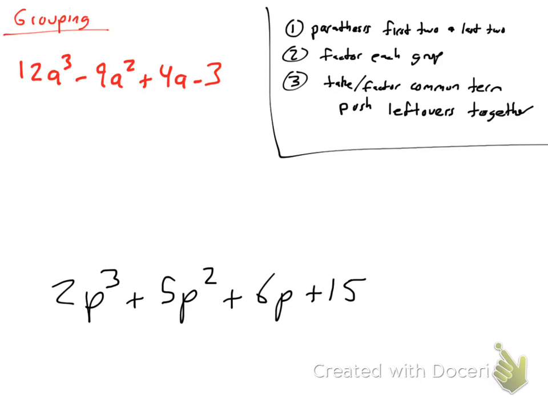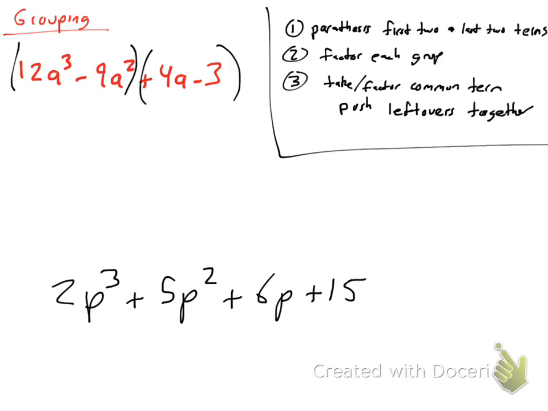I put 3 steps on here. These 3 steps are the ones that I want you to follow so that you can do factor by grouping. Number 1, parentheses first: put parentheses around the first 2 and the last 2 terms. Now, what does that mean? It means when I go to my problem here, I see that I have 4 terms. I'm going to put parentheses around the first 2 and the last 2.